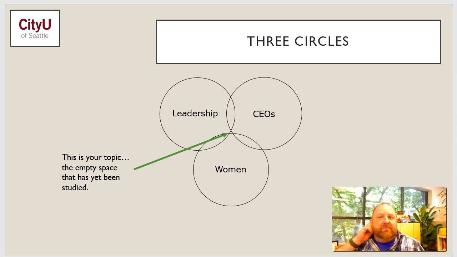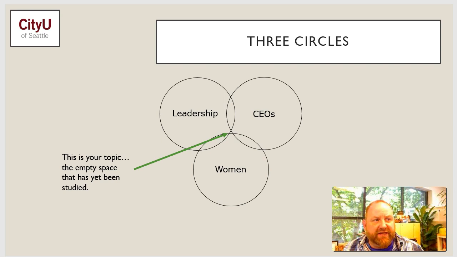Now, the three-circle idea is really how you can come to grips with your literature, how you can figure out what it is you want to do. The idea is that you could have a four-circle diagram actually. You could have two, but that's probably not going to be the best. But you think about your topic, and then you think, what are the important points of my topic?